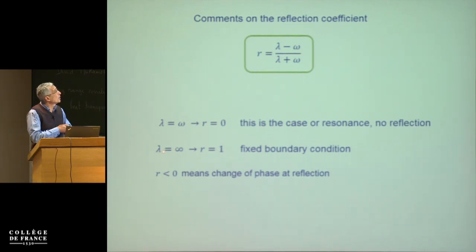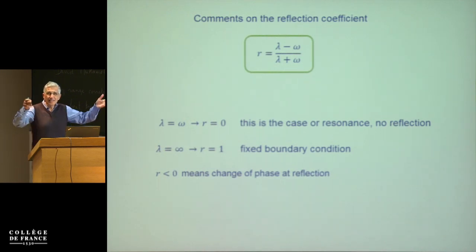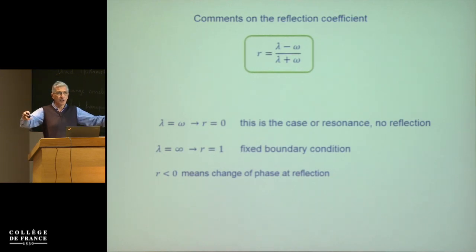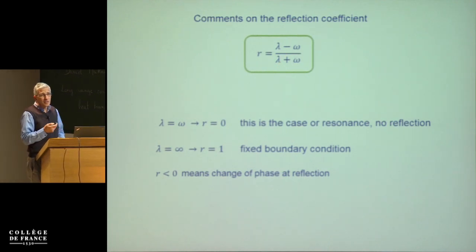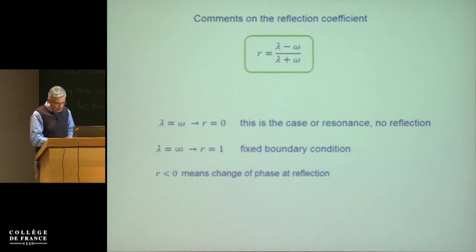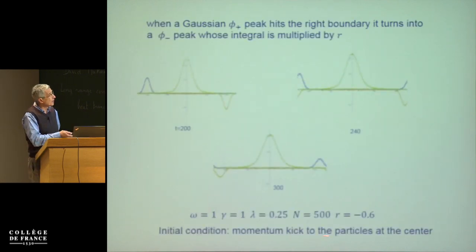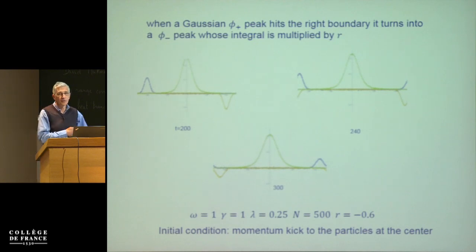On the other hand, when lambda goes to infinity, r is equal to 1. So basically, this is like fixed boundary conditions. You close the system, you don't let it move. So this is like a closed system. Also note that r can be negative. Negative r means that you flip the amplitude of the mode that enters. For example, here r is negative in this simulation. R is minus 0.6, which means that the negative amplitude becomes a positive amplitude coming out on the other side.